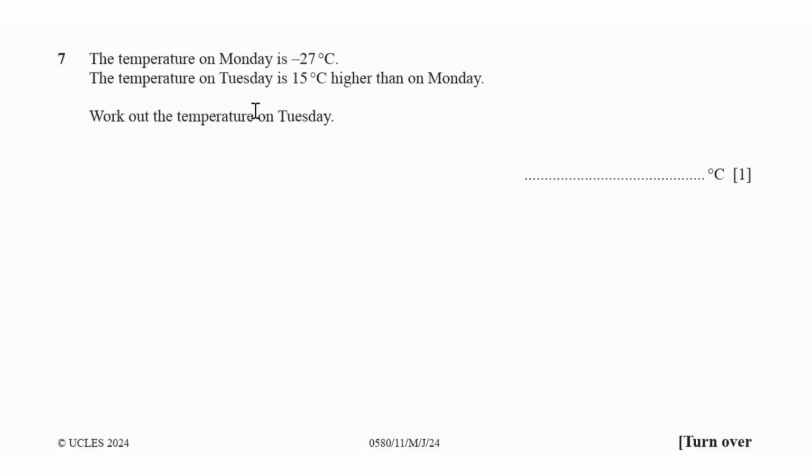Question 7 says the temperature on Monday is negative 37 degrees Celsius. The temperature on Tuesday is 15 degrees Celsius higher than on Monday. Work out the temperature on Tuesday. So if it's higher, that means we're going to add 15 to negative 37. And that's going to give us negative 12 degrees Celsius.